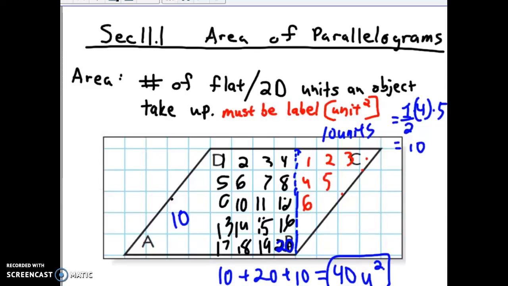The area of parallelograms, we're also going to do area of triangles and area of trapezoids, and we're also going to touch upon squares and rhombuses. The area, as we discussed, is the number of flat 2D surface units an object takes up. And we tried using this shape, and it's 1, 2, 3, 4, 5, 6, 7, 8, 9, 10, 11, 12, 13, 14, 15, 16, 17, 18, 19, 20, and that's the middle.